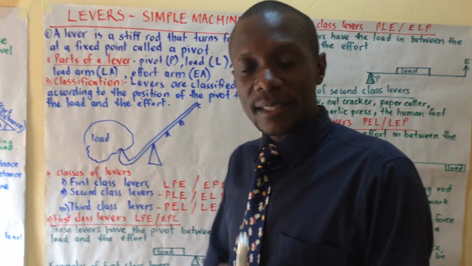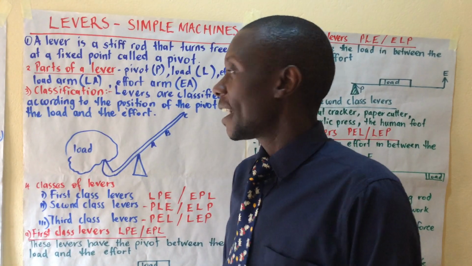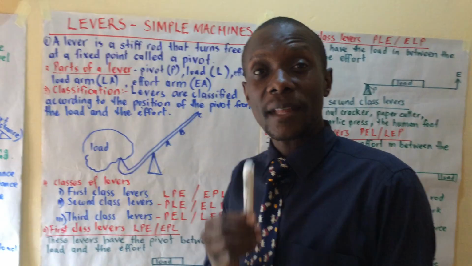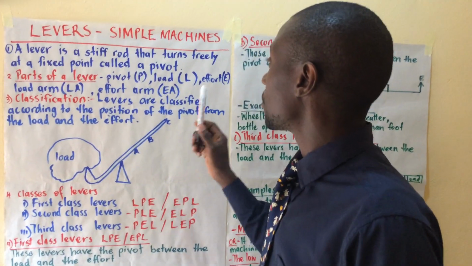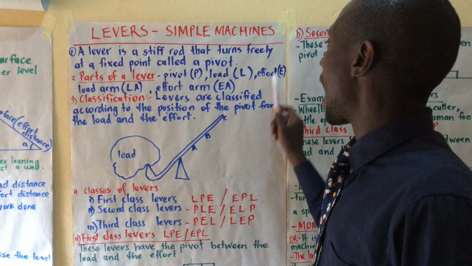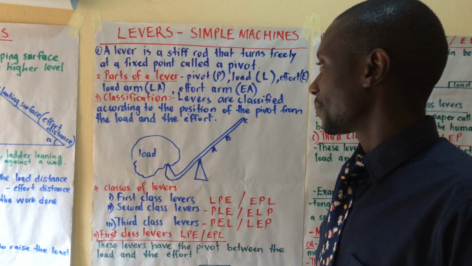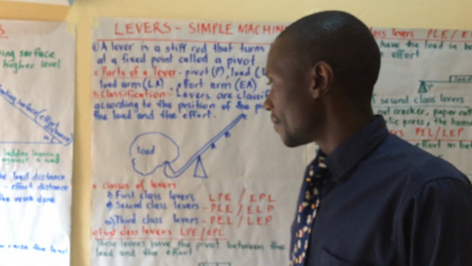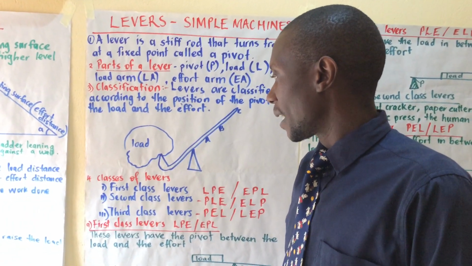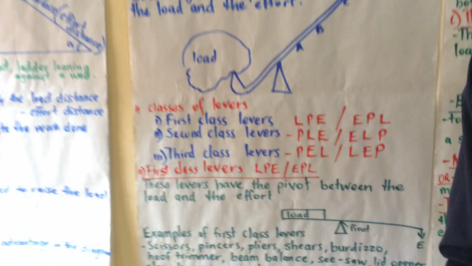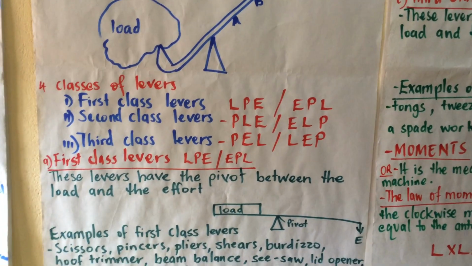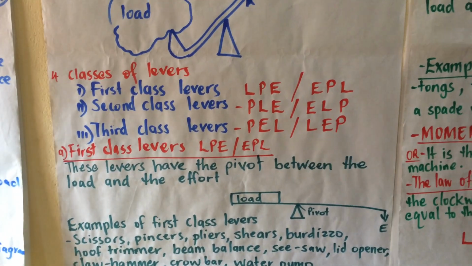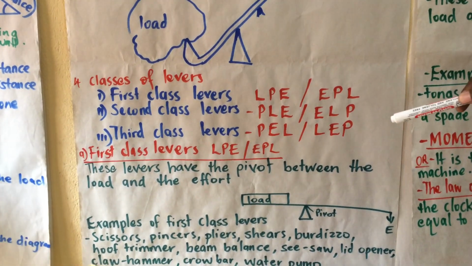Which criteria was used to classify the levers? Levers are grouped according to the position of the pivot from the load and the effort. These are the classes of levers. We have got first class levers, second class levers, and third class levers. So which criteria did they use when they are classifying these levers? The position of the pivot from the load and the effort.